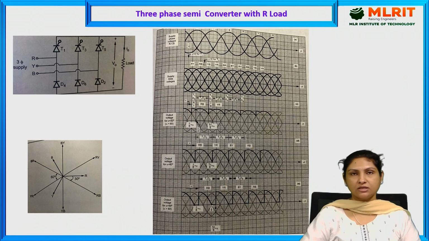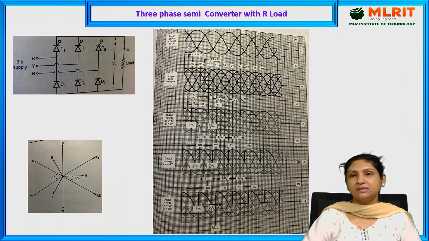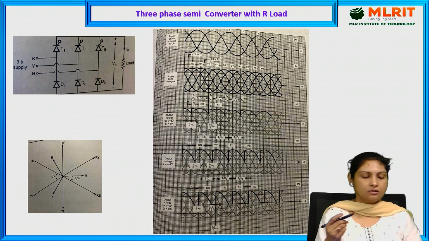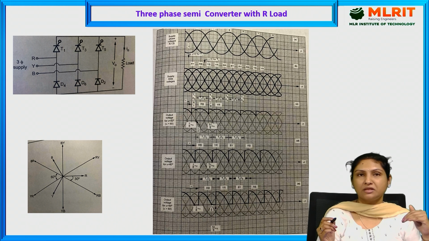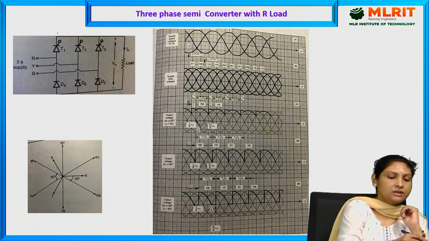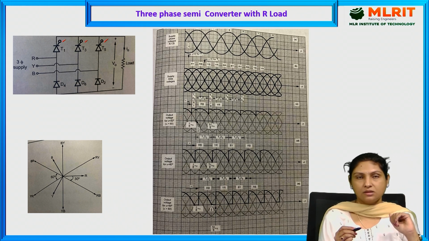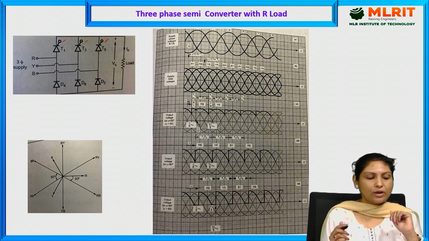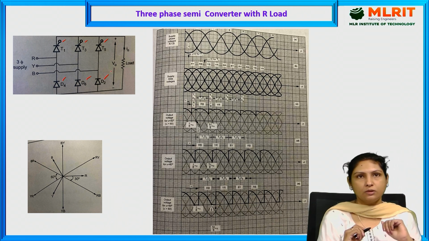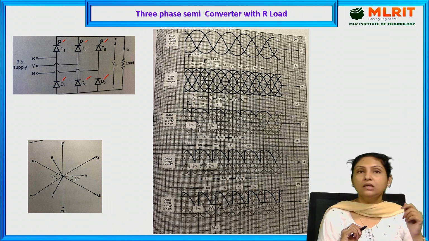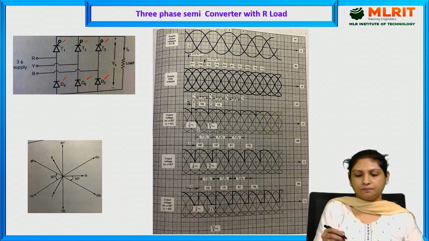And in today's lecture, I'll be teaching three-phase semi-converter with R load. Here, the semi-converter comprises of half of the devices being thyristors and the other half being diodes. Here, T1, T3, T5 are thyristors which are controllable devices, whereas D4, D6 and D2 are uncontrollable devices. So that is the reason we call it a semi-converter.